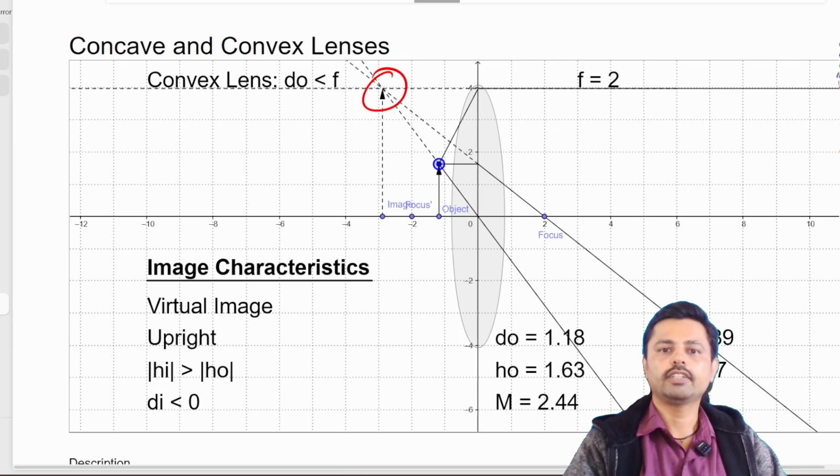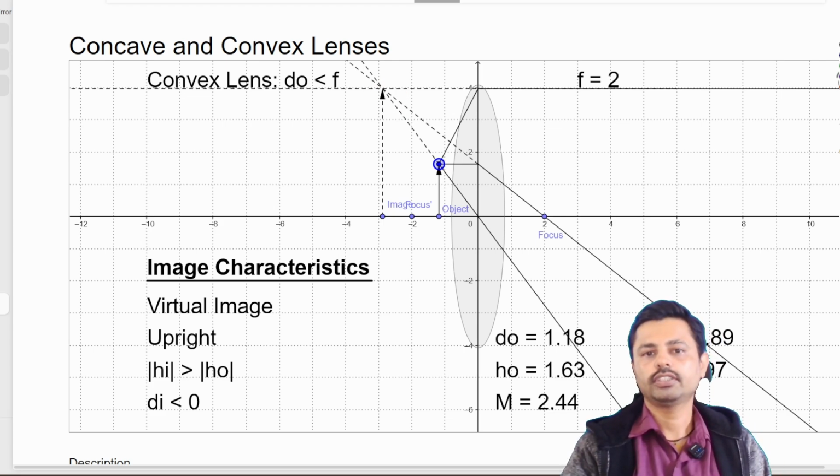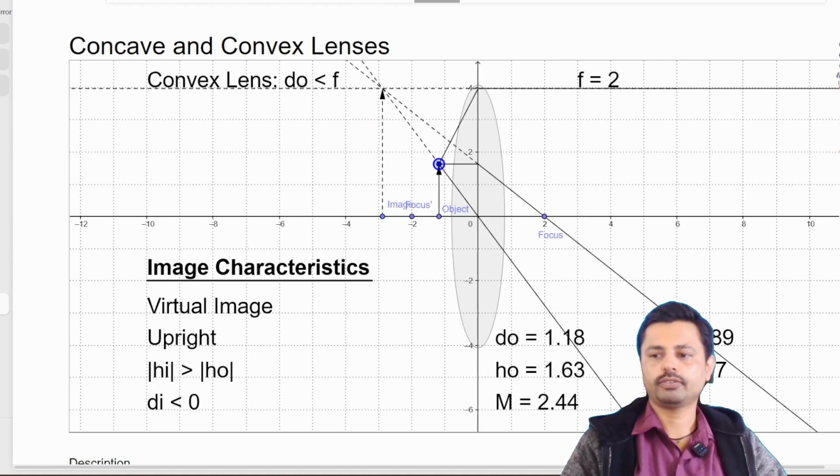So here we are getting an image, but actually we won't get it. It's a virtual image, means just imaginary. Larger, highly enlarged actually. Yes, that's it. And also it will be erect, means straight. It won't be upside down.